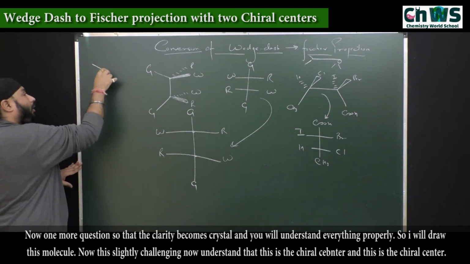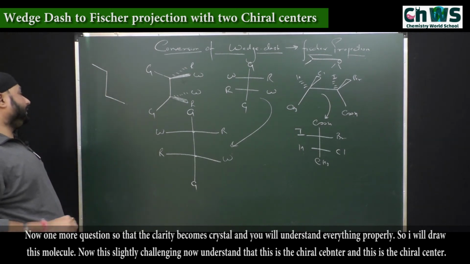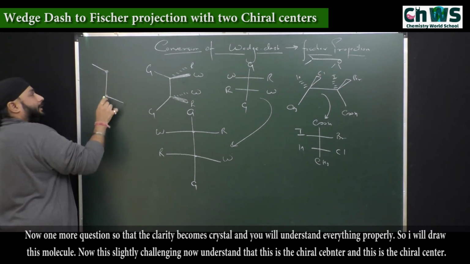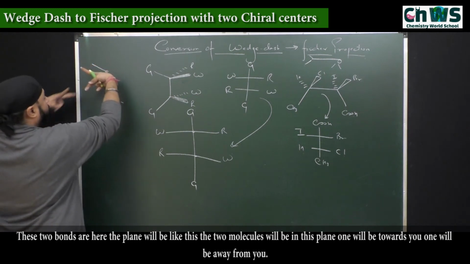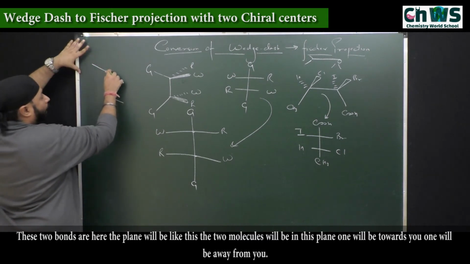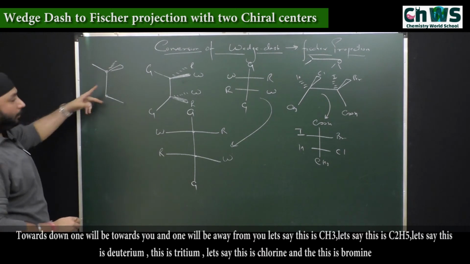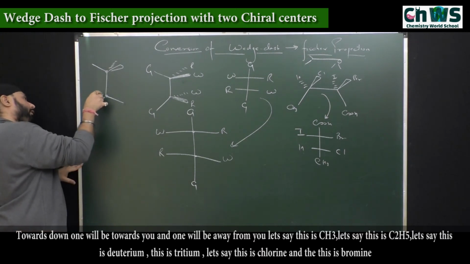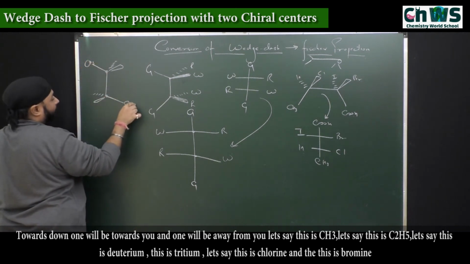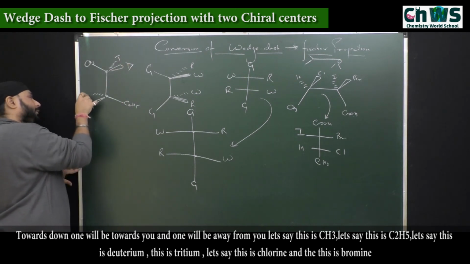So I'll draw this molecule. Now this is slightly challenging. Now understand that this is the chiral center, this is the chiral center. These two bonds are here. The plane will be like this. The other two groups will be in this plane. One will be towards you, other will be away from you. Towards down, one will be towards you, other will be away from you. Let's say this is CH3, let's say this is C2H5, let's say this is deuterium, this is tritium, let's say this is chlorine, this is bromine.